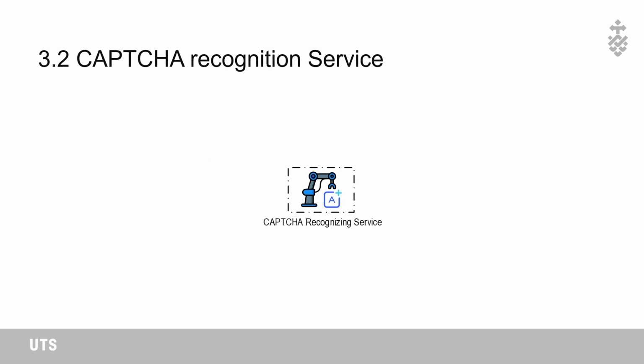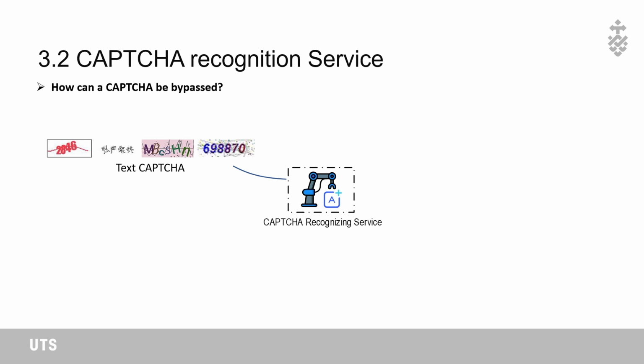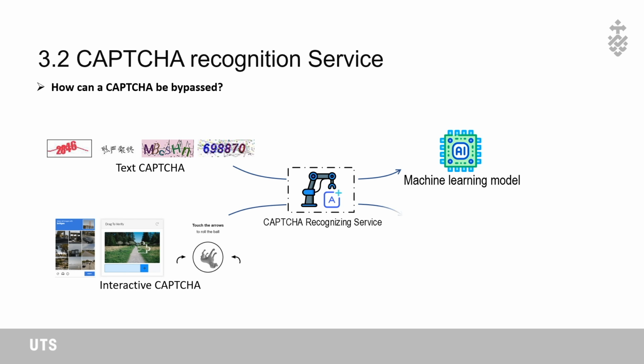Next is the CAPTCHA recognition services. How can a CAPTCHA be bypassed? It depends on the type of CAPTCHA. The easy types, such as the text ones, can be solved by a machine learning model, but for the interactive CAPTCHAs, most of them need to be solved manually by laborers.